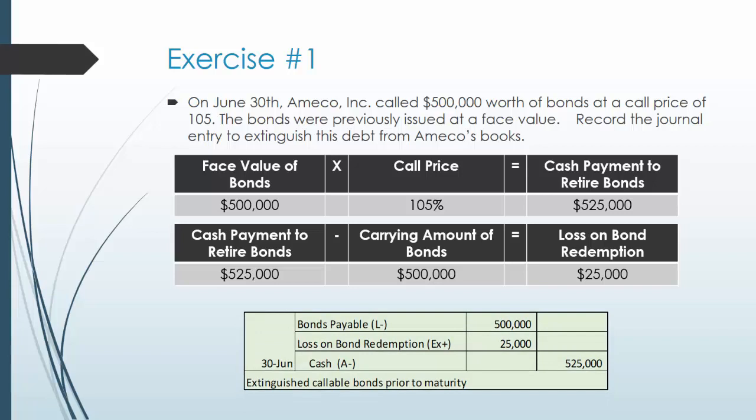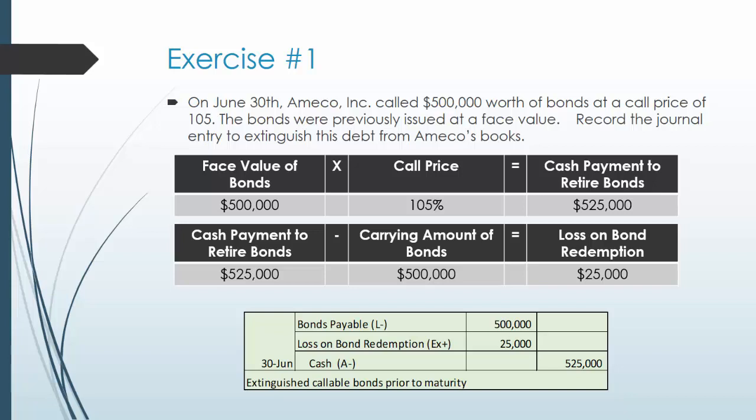And when we journalize it, we just debit bonds payable to take it off the books at its value. We debit loss on bond redemption, that for the extra $25,000 we have to pay, and we credit cash for the $525,000 we have to pay out to extinguish these callable bonds prior to their maturity.